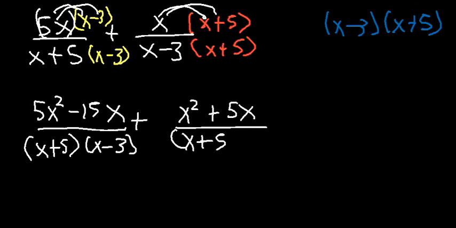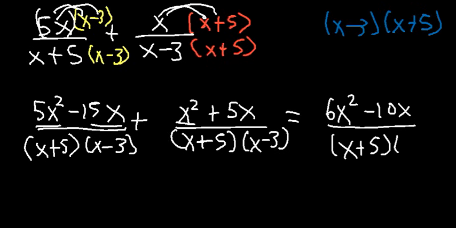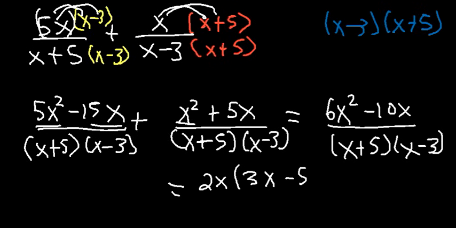So now we can combine these two fractions into one single fraction. So 5x squared plus x squared, that is 6x squared. And then negative 15x plus 5x, that's negative 10x, divided by x plus 5 times x minus 3. Now the 6x squared minus 10x, we can factor that if you want. We can take out a 2x. 6x squared divided by 2x is 3x, and negative 10x divided by 2x is negative 5. So this is our final answer.